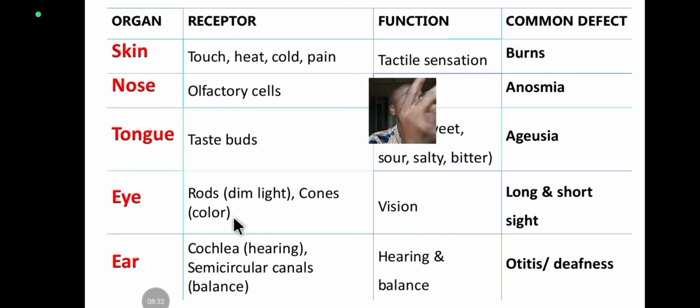Then the eye as a sense organ contains what? Photoreceptors. There are two major types of photoreceptors. We have the rod, which is formed by rhodopsin, and we have the cone. The rod is responsible for black and white vision, or night vision in dim light, while the cone is responsible for colored vision. JAMB sets a question from here, asking which is responsible for black and white vision and which is responsible for colored vision. So take note.